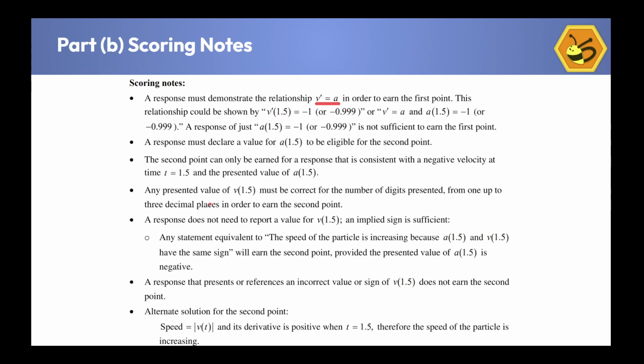Make sure your estimation is correct. You don't need to report the value. You can just say that it is negative, which is implied here, because they have the same sign, so this is a negative sign. So this should also have a negative sign, which is implied. And if you present an incorrect value or sign of v(1.5), you do not earn the second point. And we also have an alternate solution.